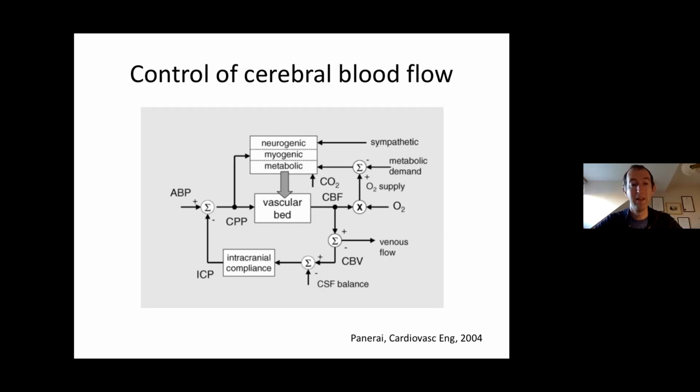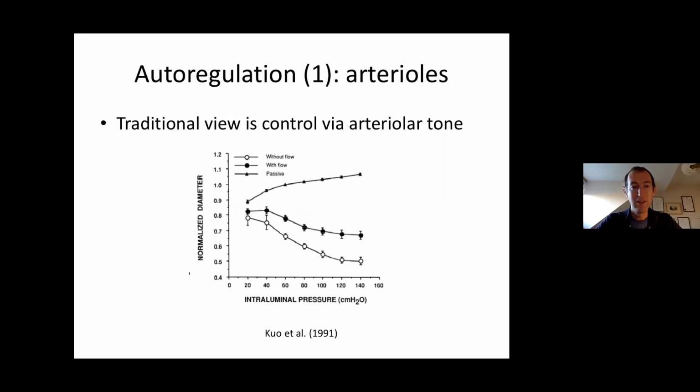And I put this slide up just to highlight how complex this is, because there are all of these different things. So there's the neurogenic response, the myogenic response, the metabolic response, and the sympathetic pathway, all looking to modify the vascular bed so that it controls cerebral blood flow. And simulating this, I have a number of graduate students looking at this.